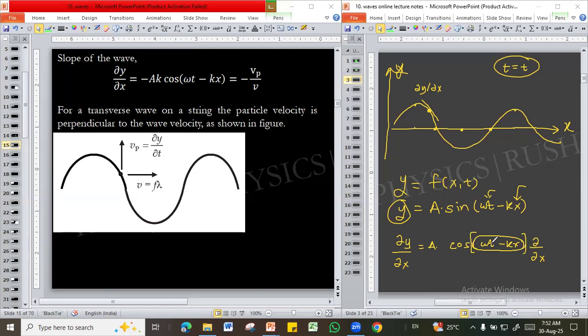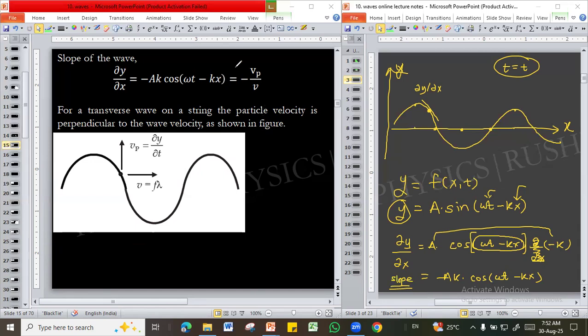T is a constant. T is not variable now. So omega t derivative will be 0. And this minus kx derivative with respect to x is minus k. So you have to write here minus k. So this A into minus k is minus Ak cos omega t minus kx. That is the slope of the wave. That is the formula for slope of the wave.